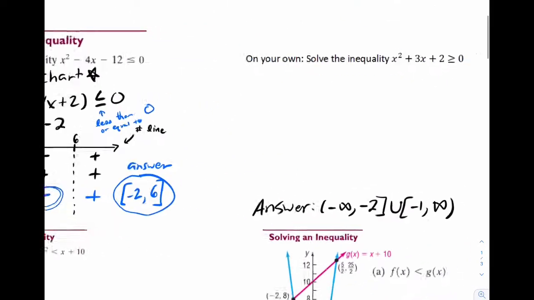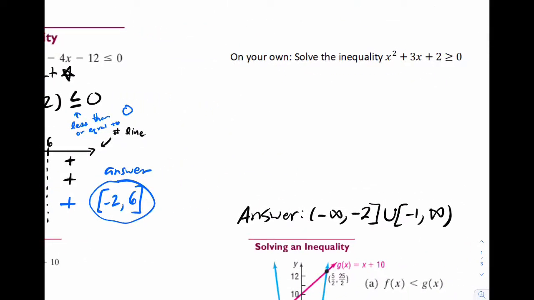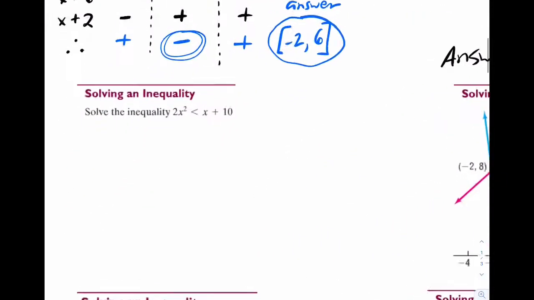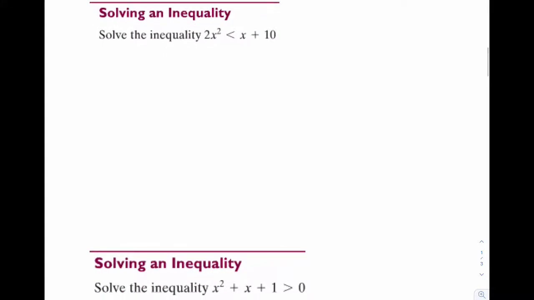I put another one over here, and I'll put the answer there, so you can try that on your own later if you want more practice. We'll do one more example of a sign chart here though.